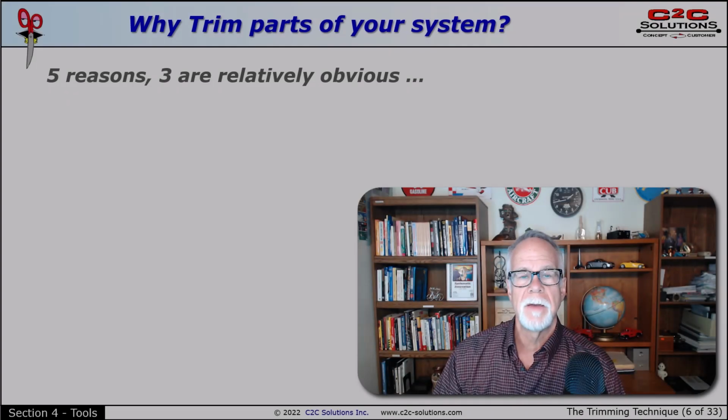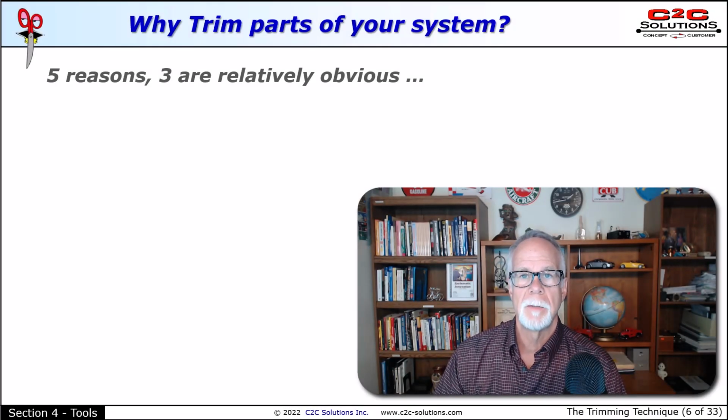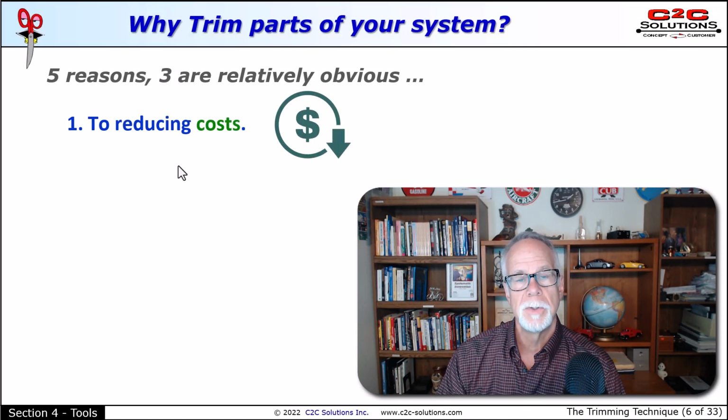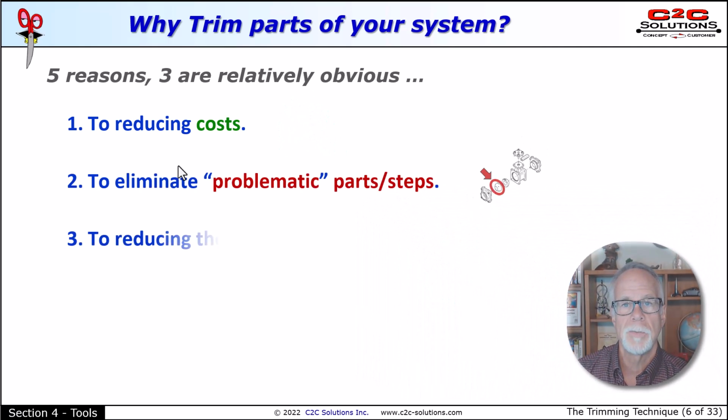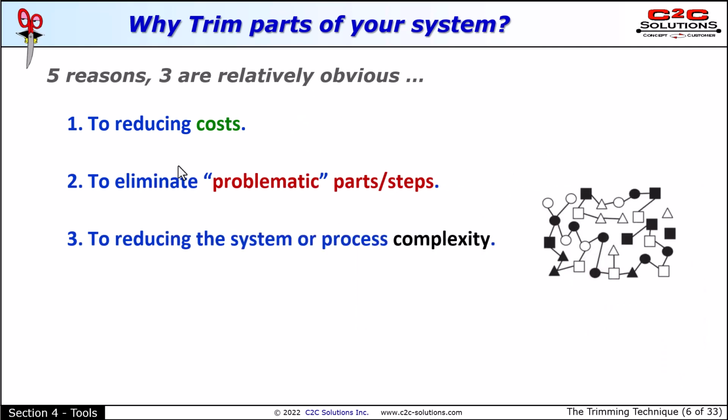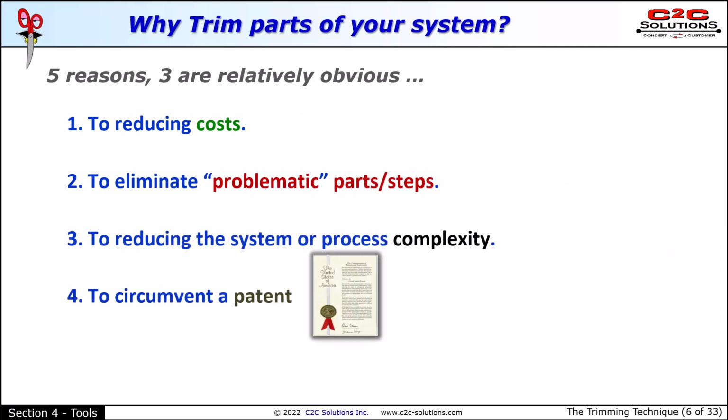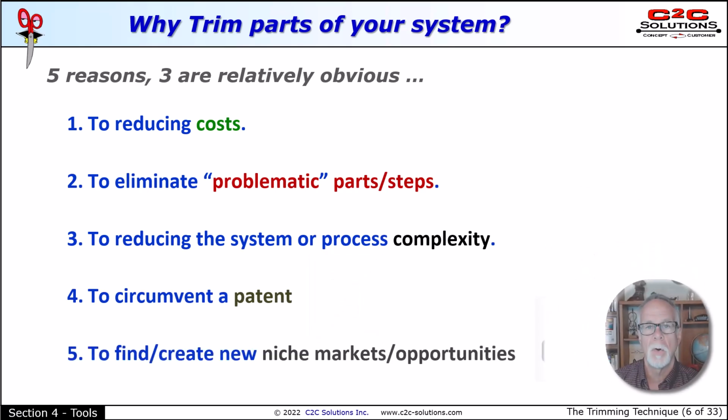So let's start with 5 very logical reasons to trim elements of your system. Number 1 is to reduce costs. Number 2 is to get rid of a problematic part or step. Number 3 is to reduce the system or process complexity. Number 4 is to circumvent a patent. And number 5 is to find or create a whole new market.